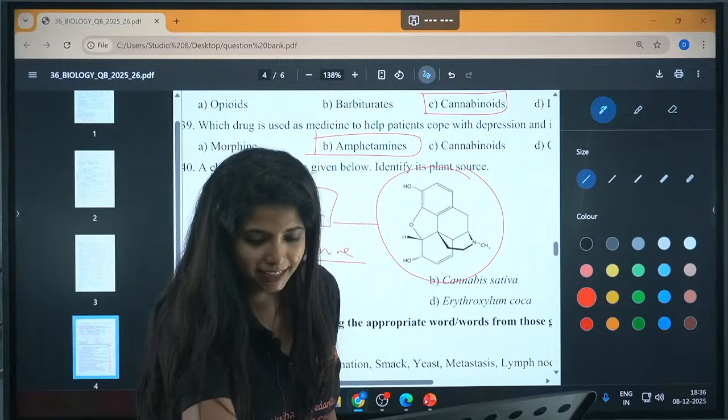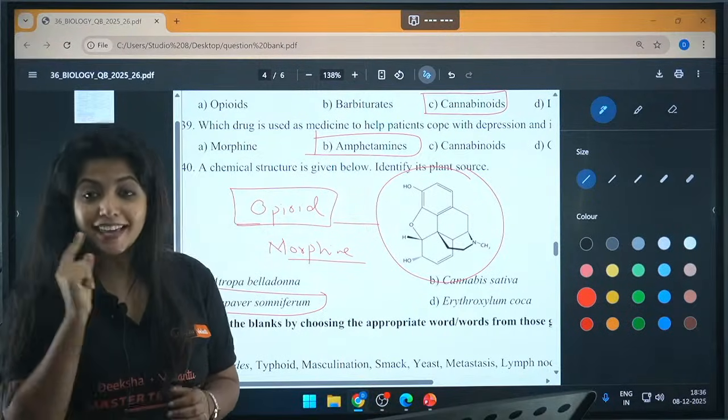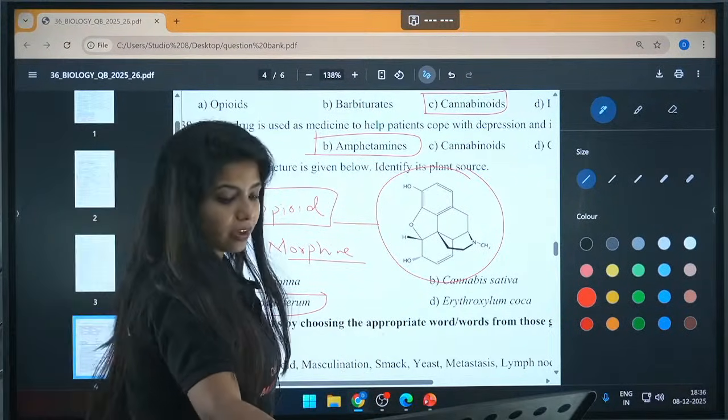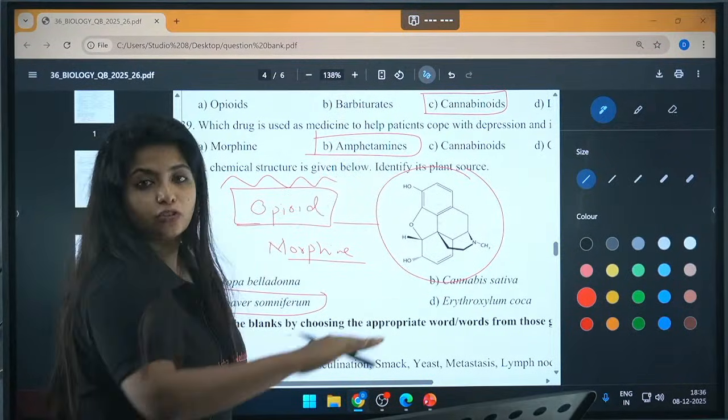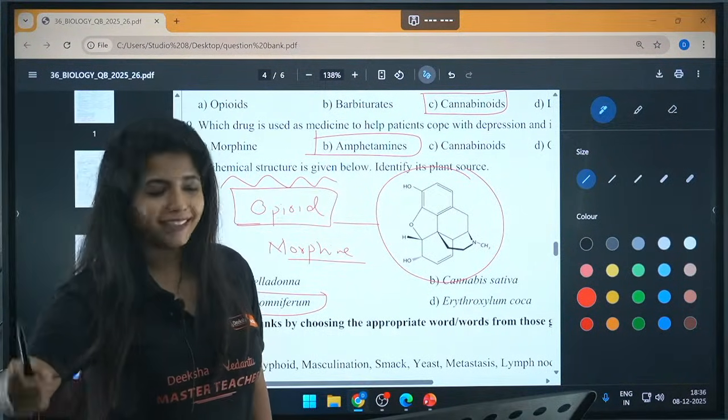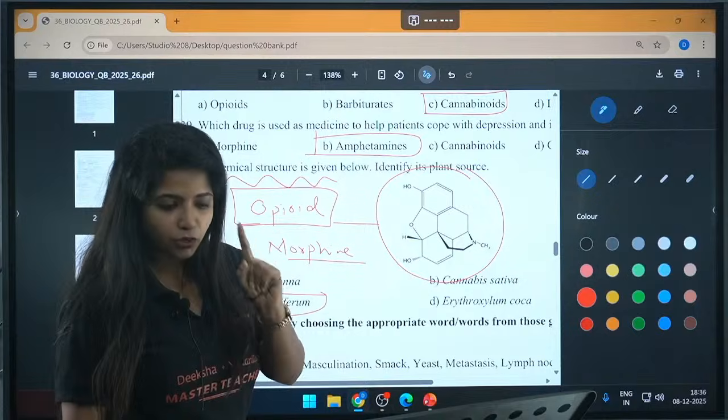Okay, if you are given one more structure where it looks something like this, where there is a step sort of thing, then that is a cannabinoid. So two structures are given in NCERT, go through them.